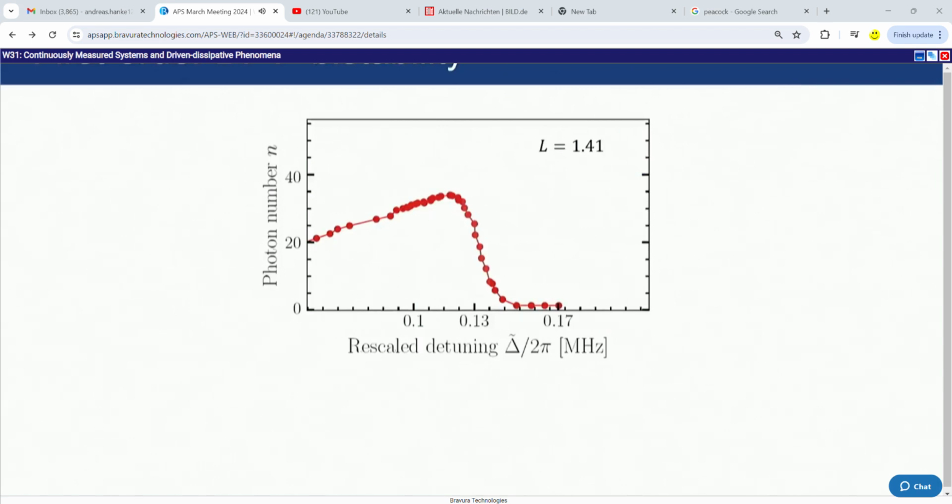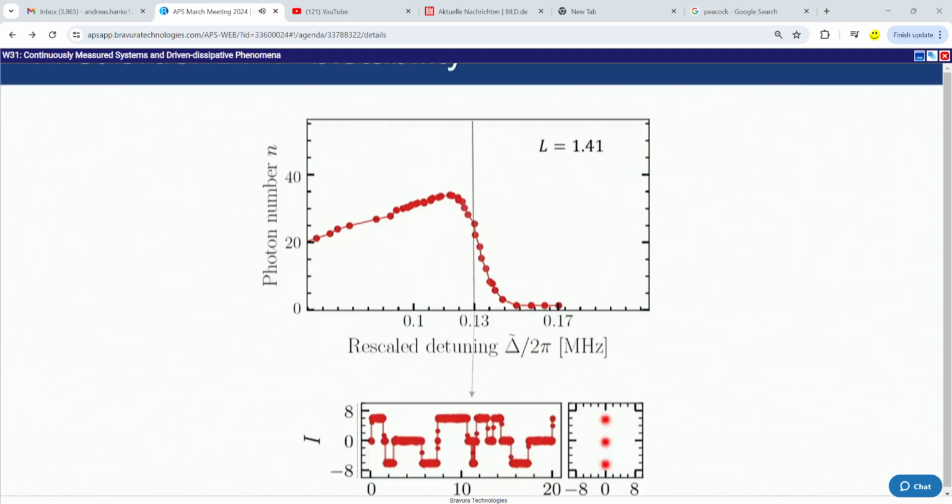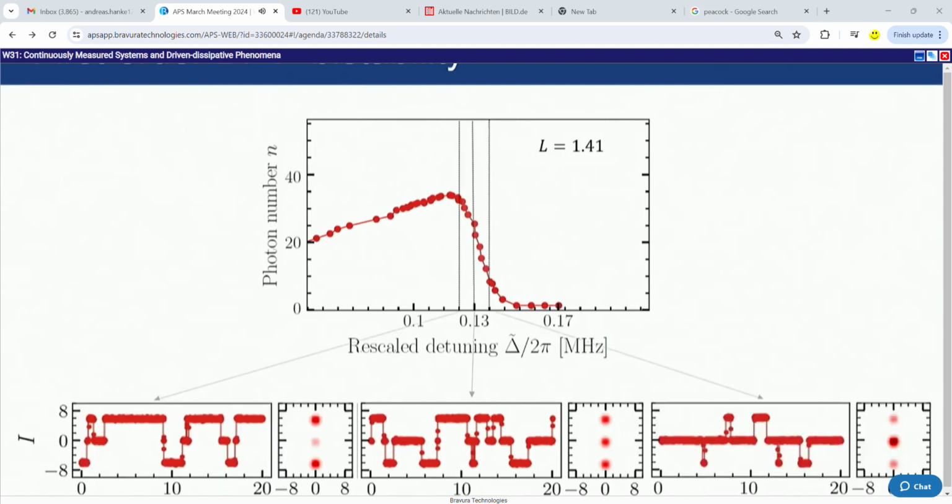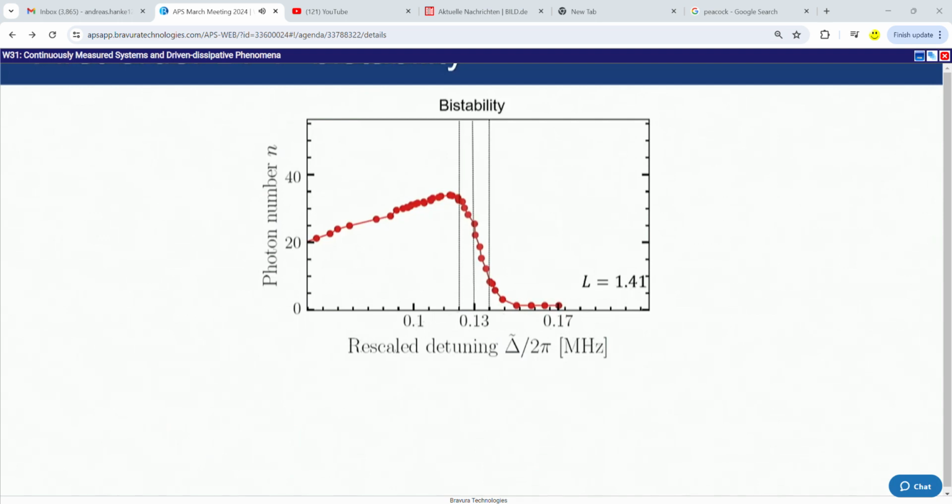So again, this is the number of photons as a function of the detuning. And if we look exactly at the point of the transition, we have an equal mixture of the bright phase and of the vacuum. But if we detune a little bit to the left, the bright phase is more probable, and a little bit to the right, the vacuum is more probable. So this defines our bistability region.